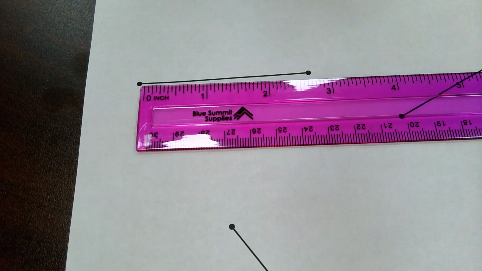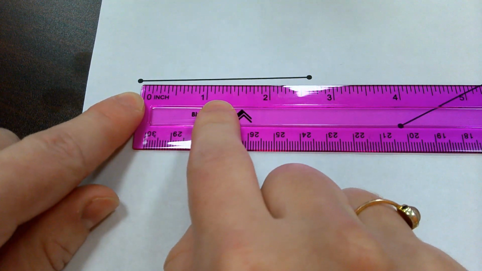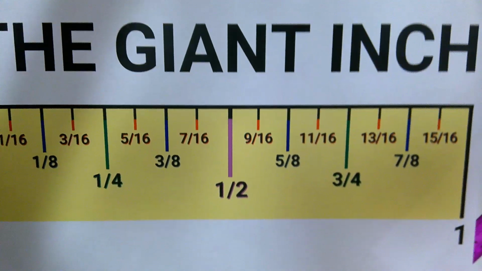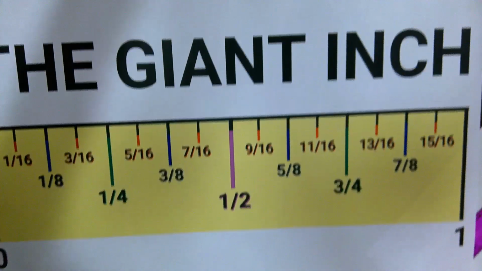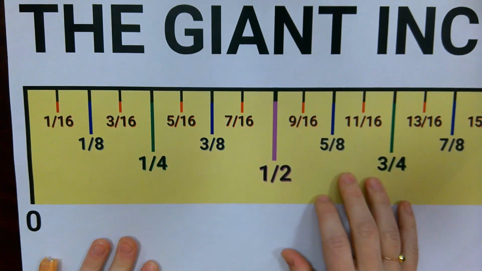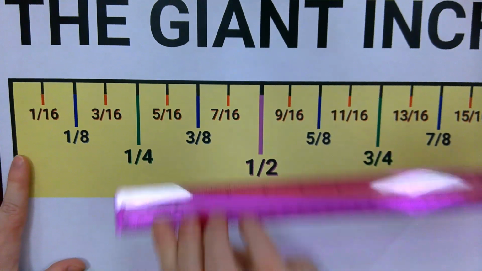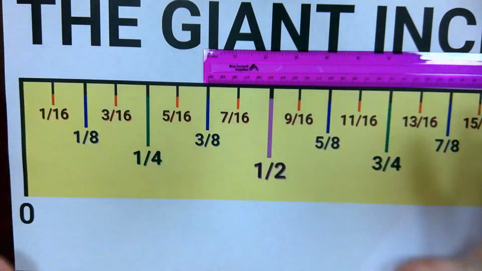You're going to see that there's a whole bunch of teeny tiny little dashes between 0 inches and 1 inch. Here's what those dashes mean. I made this last night. Spent way too long on it. This is called the giant inch. Basically, what this paper is going to show you is what all the little tick marks in your ruler are. What I did here is I took this inch and I blew it up real big.